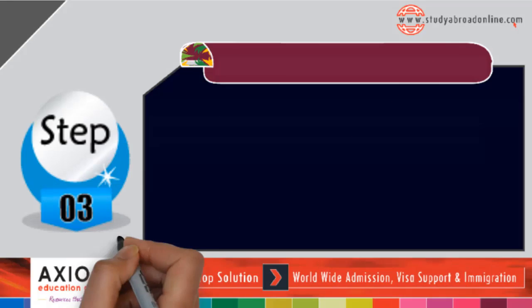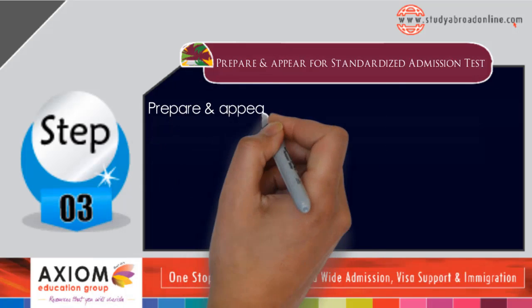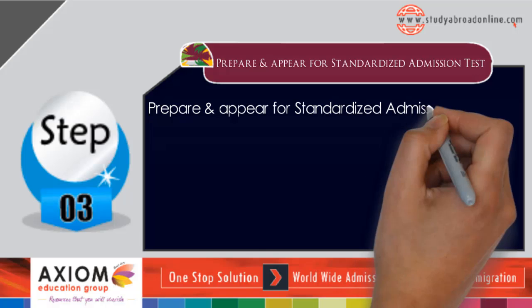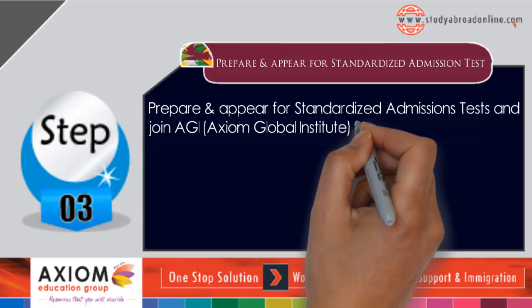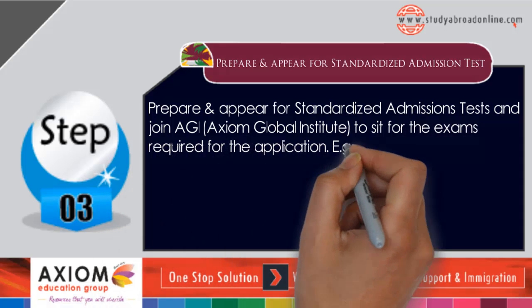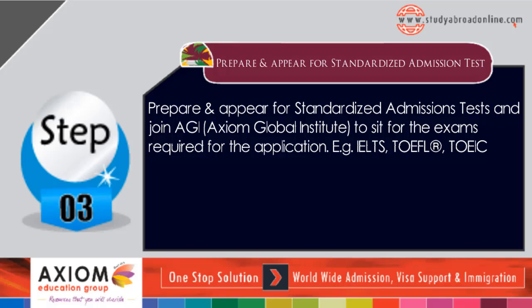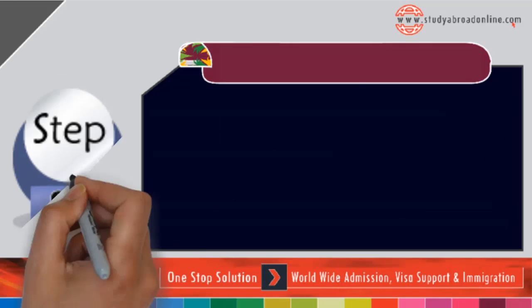Step 3 will be preparing and appearing for standardized admission tests. Prepare and appear for standardized admission tests and join AGI, Axiom Global Institute, for other related issues to sit for the exams required for the application, such as IELTS, TOEFL, etc. Step 4 will be applying for admission.